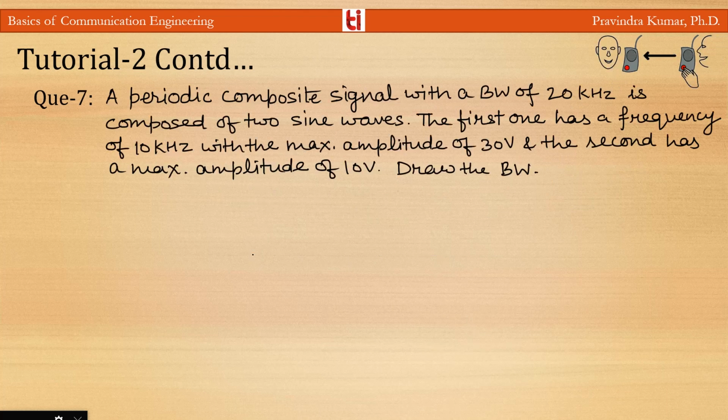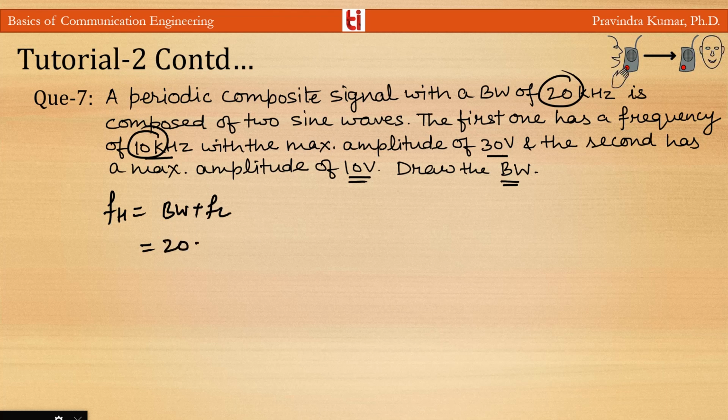In another question, a periodic composite signal with a bandwidth of 20 kilohertz is composed of two sine waves. The first one has a frequency of 10 kilohertz with a maximum amplitude of 10 volt, and the second has a maximum amplitude of 30 volt. Draw the frequency band. So here we have to draw the spectrum. The bandwidth is given and the lowest frequency component is given. So the highest frequency component will be the bandwidth plus the lowest frequency component, and it is 20 plus 10, that is 30 kilohertz.